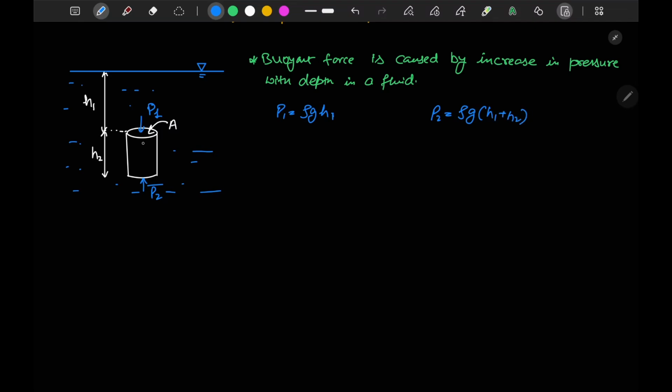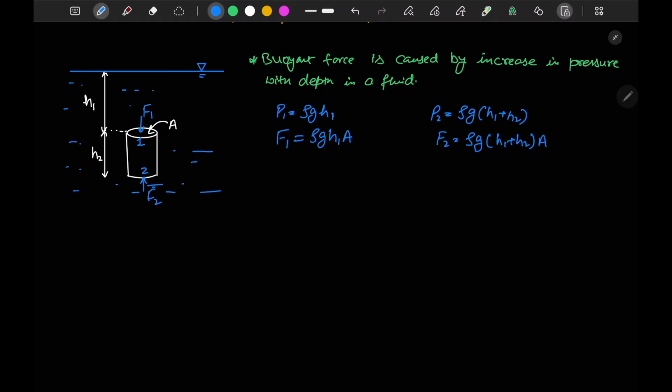Okay, so if I say the force due to pressure P1, F1, is the downward force on the upper surface, let me say this is point 1 and this point here is point 2. So I have written P1, P2. If I write F1, F2, this is F1 in downward direction, F2 in upward direction. F1 is P1 into A, that is rho g h1 times of A. And F2 is equal to rho g times of h1 plus h2, pressure times of A is your force.